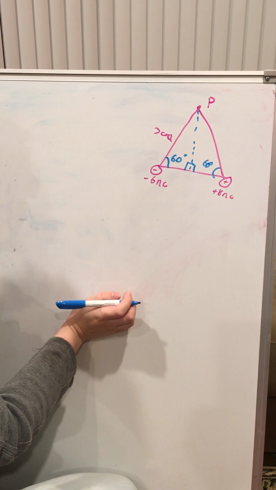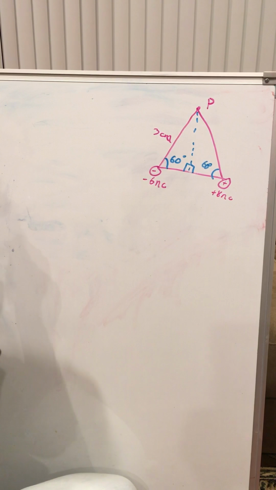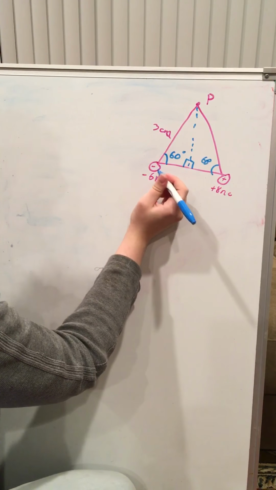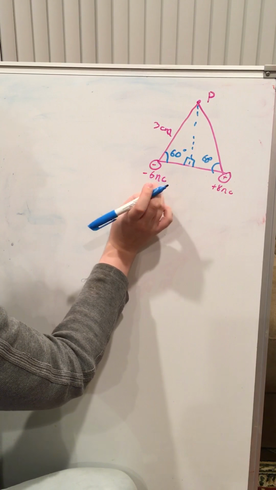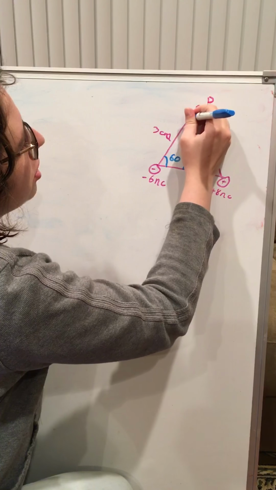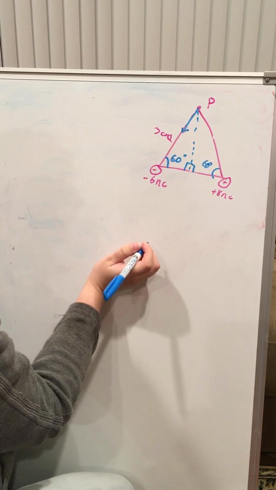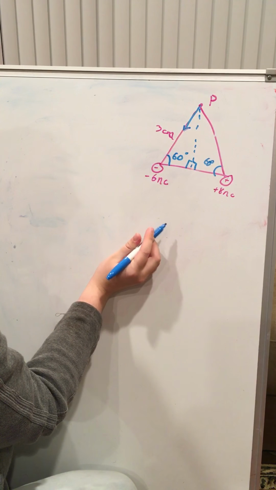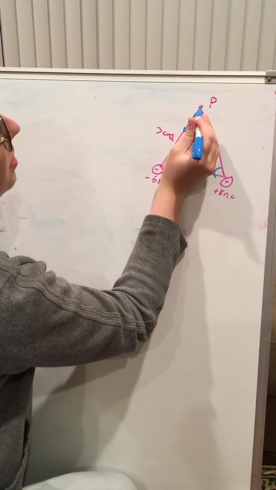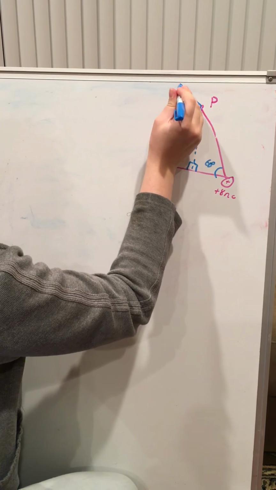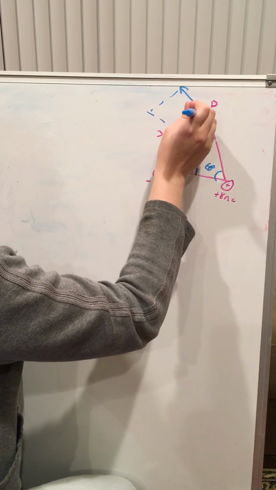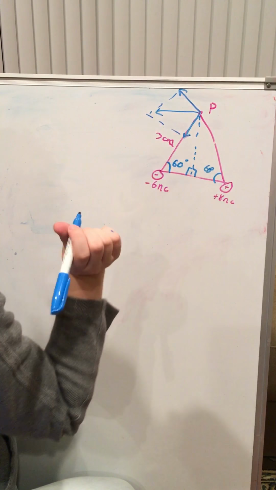Let's start by thinking about what direction the electric field vectors will be. We know that an electric field vector created by a negative source charge is going to point directly towards that source charge. So we can draw that in there, and we know that an electric field vector created by a positive source charge is going to point directly away from it. And therefore we can guess that our resultant vector should be something like that.